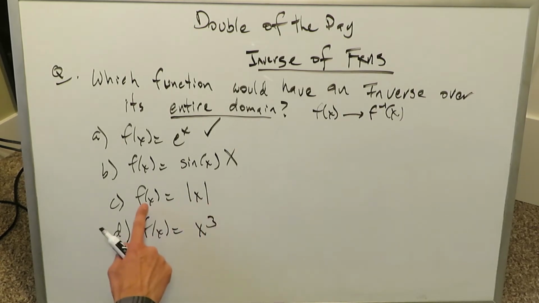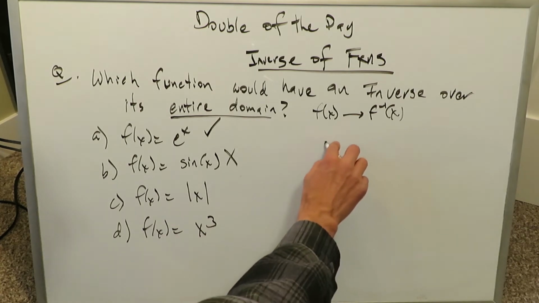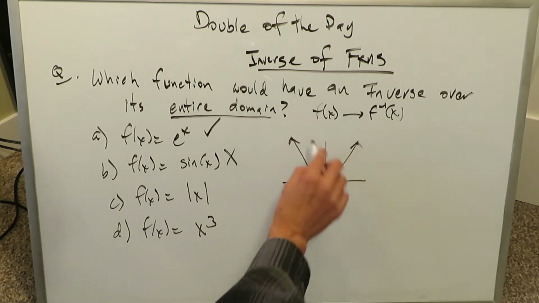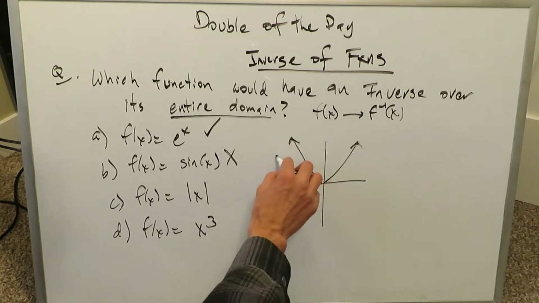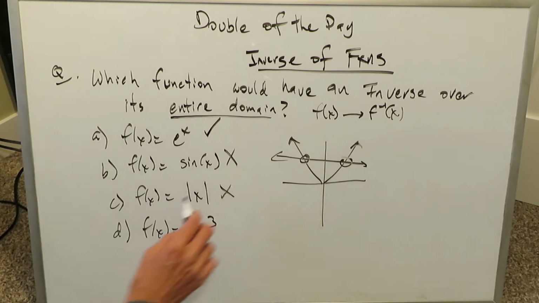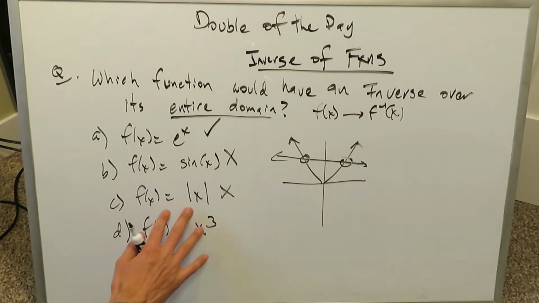How about this? f(x) is equal to the absolute value of x. You know, a graph such as that looks like this, with its vertex at the origin. If you were to draw a horizontal line, it crosses at least 2 points, and it fails the horizontal line test. So this over its entire domain cannot have an inverse.